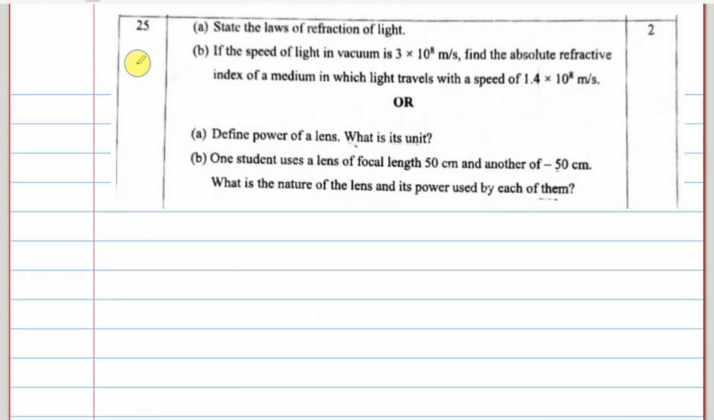Next, 25th question. State the laws of refraction of light. So this is not reflection. Don't get confused with reflection. This is refraction. So laws of refraction of light. The first will be the same. The incident ray, the refracted ray, and the normal at the point of incidence.